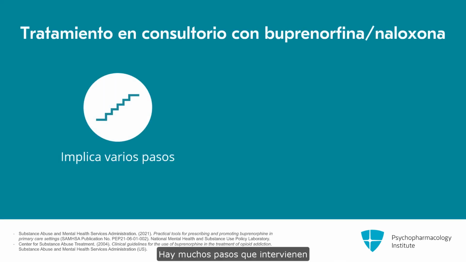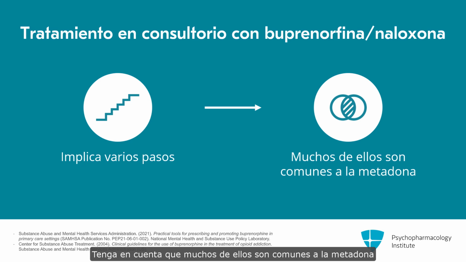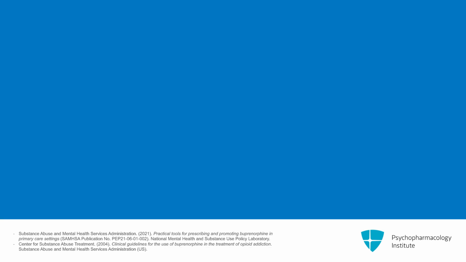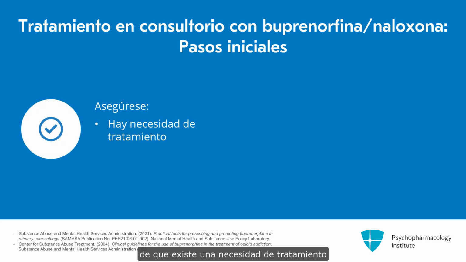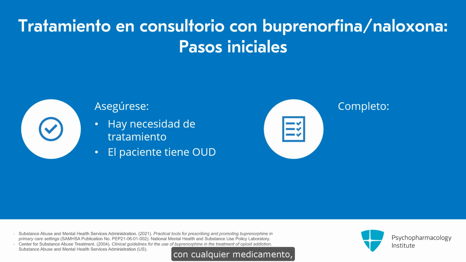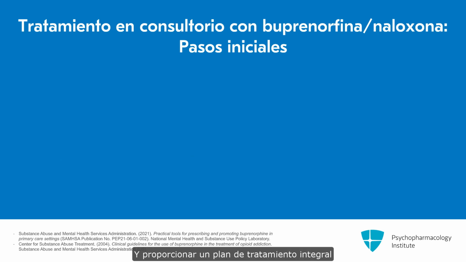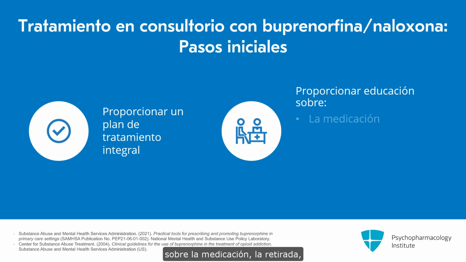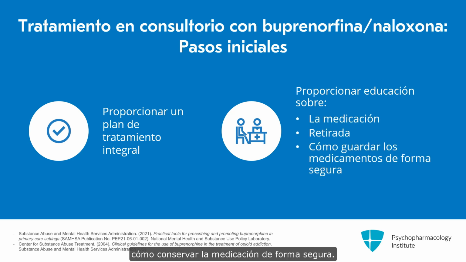There are many steps that are involved in office-based treatment with buprenorphine. Note that many of these are common to methadone, but outside of OTPs, most of us will not be managing methadone. We will generally be prescribing buprenorphine, so I will go over the assessment with respect to that, but many of the steps can be used for methadone as well. First, we need to ensure that there is a need for treatment and that somebody has an opioid use disorder. Next, just as we would do with any medication, we complete a history, lab workup, and provide a comprehensive treatment plan, including counseling. Then we provide education about the medication, withdrawal, and how to keep the medication safely.